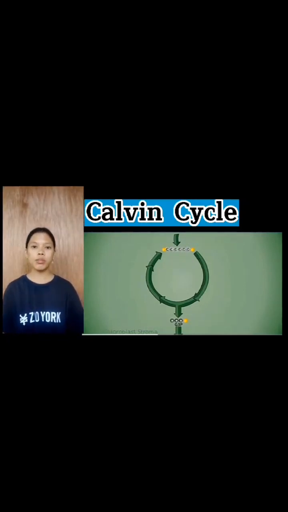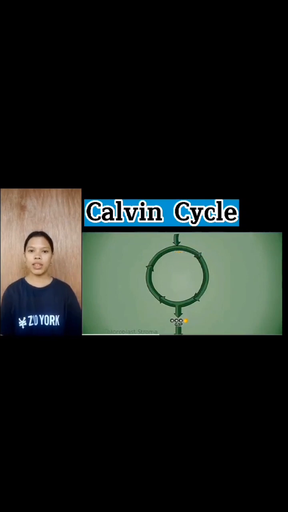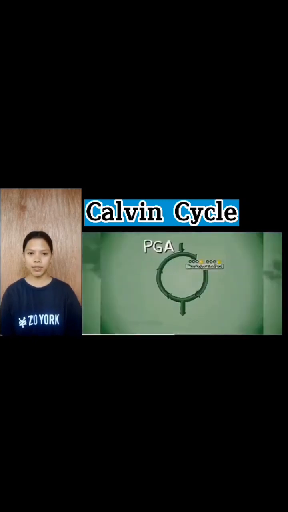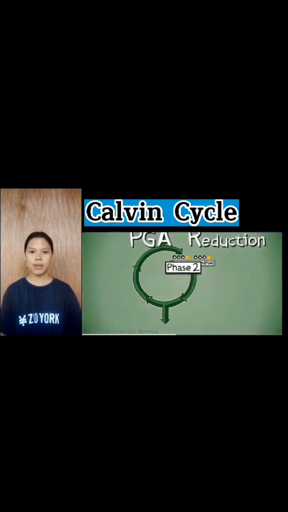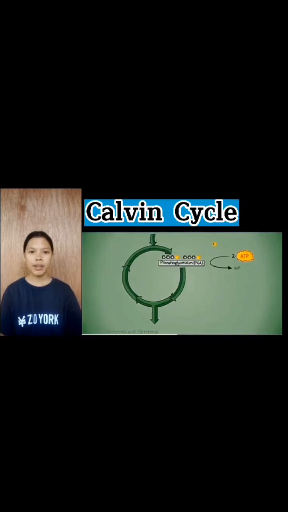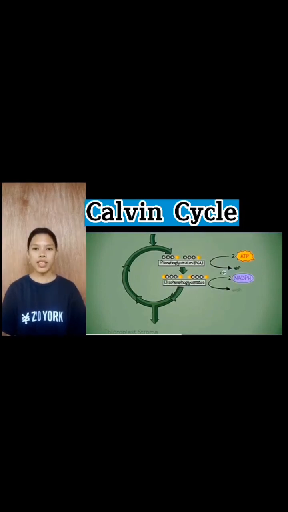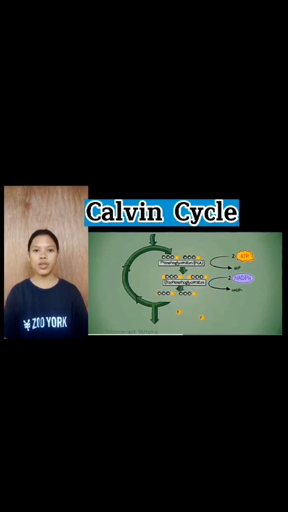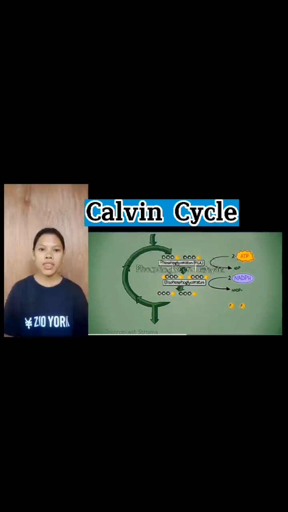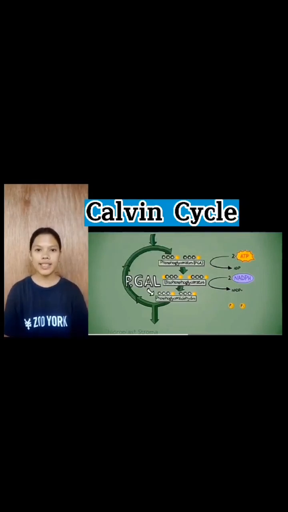A 6-carbon compound is now formed, but it's unstable and doesn't last long. It splits in half and generates 2 PGA, or phosphoglycerates. Phase 2, also known as the PGA reduction. The ATP molecules give the phosphate to the PGA. The bisphosphoglycerates are produced, which NADPH will reduce. The bisphosphoglycerates are changed and lose phosphate from their carbon chain. This reaction provides the PGAL, or glyceraldehyde 3-phosphate, or G3P.